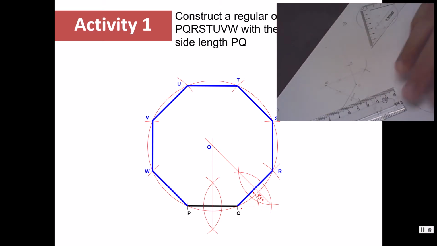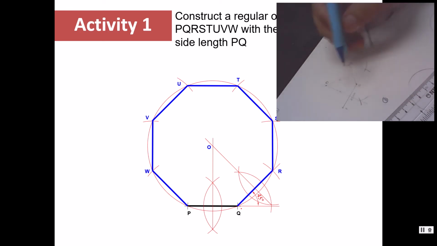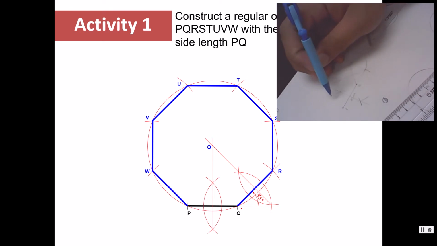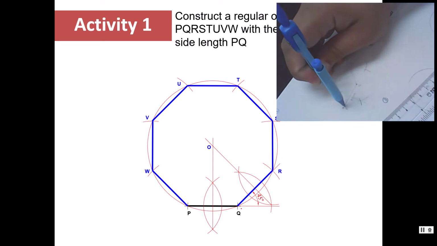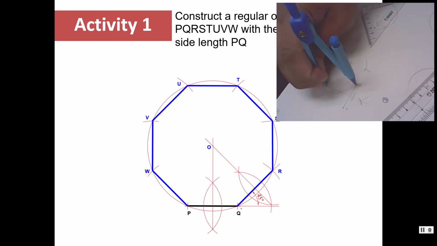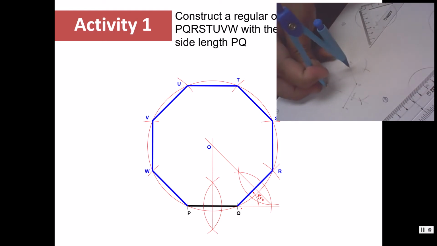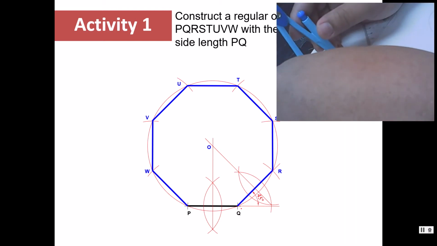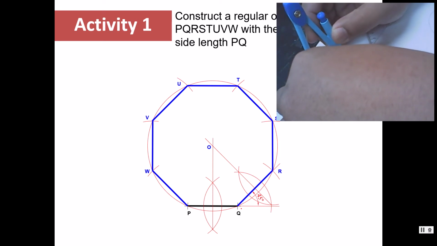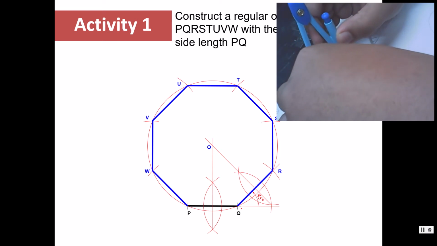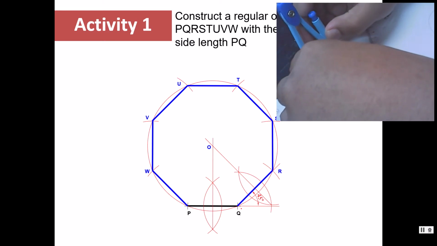So after you have got this center point O, the next thing is to draw a big circle, and the radius will be either from O to P or O to Q or O to R. Basically it is the same distance, so just make sure that the distance is the same. And then after you have the radius of it, just draw a big circle.